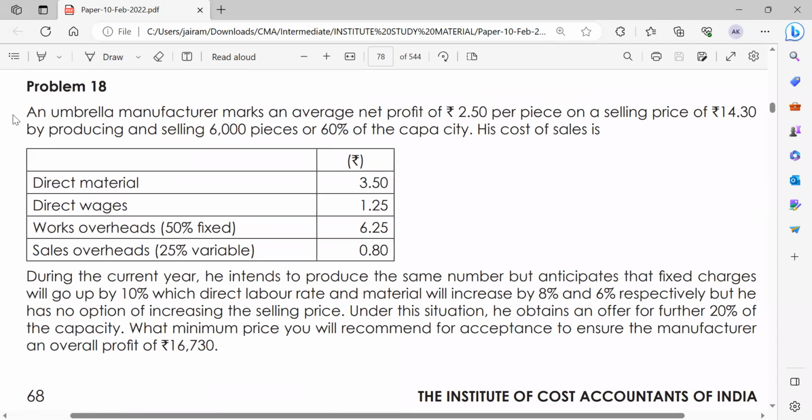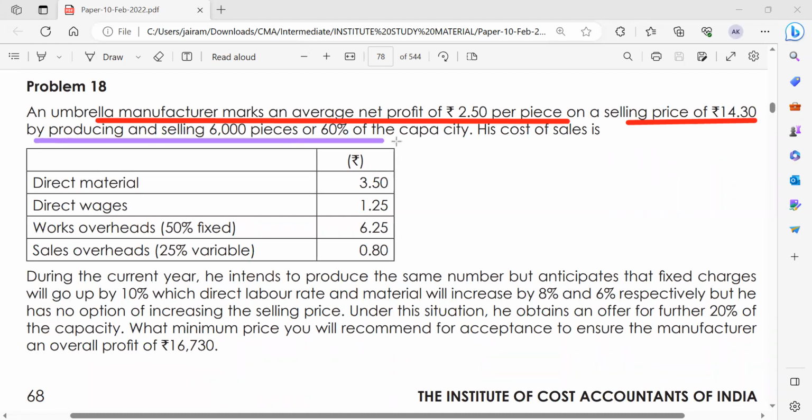So next is problem 18. Problem 18 says an umbrella manufacturer makes an average net profit of 2.5 per piece on a selling price of 14.3. Selling price is 14.3, profit is 2.5. That's what they want to say. By producing and selling 6,000 pieces, or 60% of capacity, they sell at a selling price of 14.3 and get a profit of 2.5 per piece.